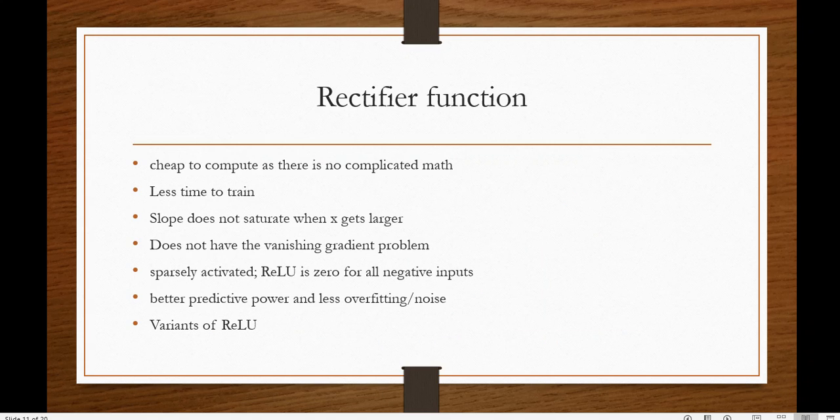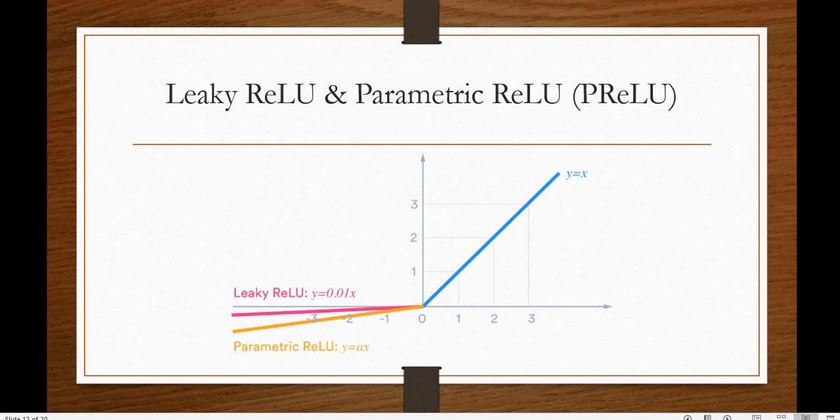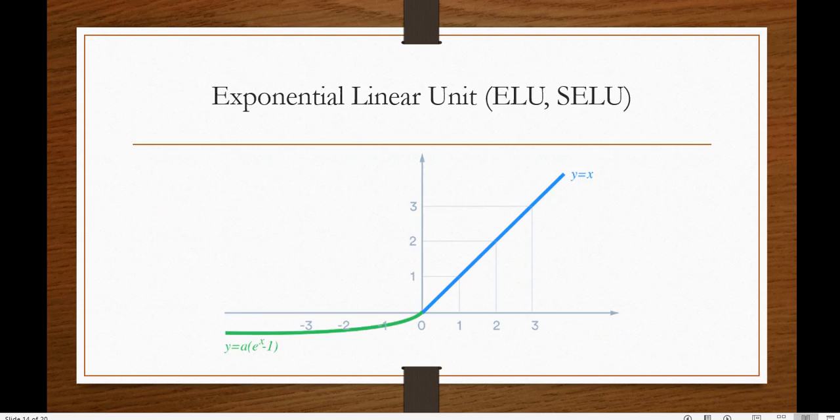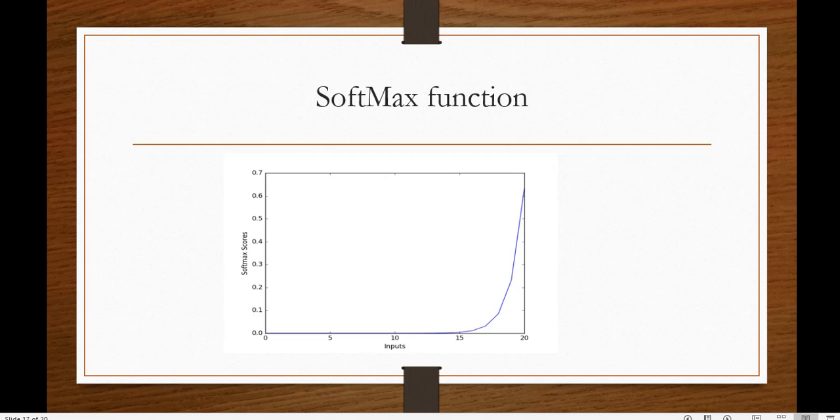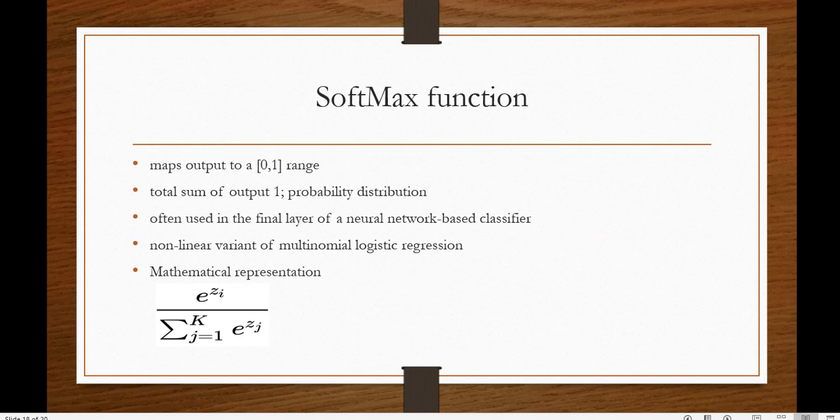And ReLU has different varieties, that is leaky ReLU, parametric ReLU, then we have the exponential linear unit or ELU, and then we have ReLU 6 also. So these are the variants of ReLU that can be used based on our requirements. And then we have the softmax function, which is very useful in the output layer because it helps us identify exactly in which output bucket my input should be put in case of multinomial logistic regression problems.